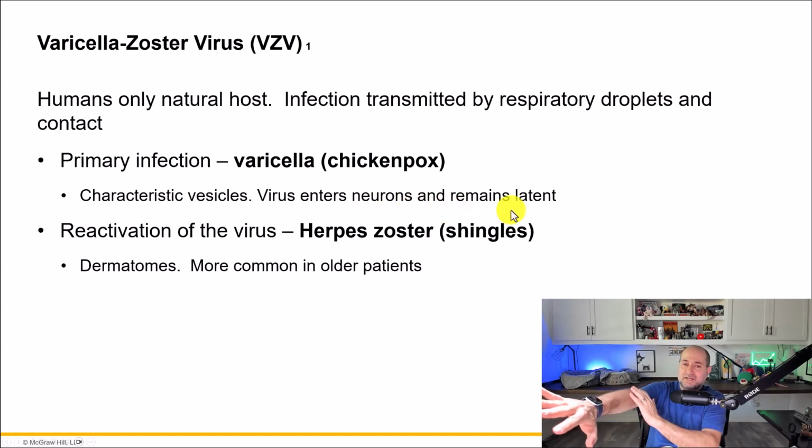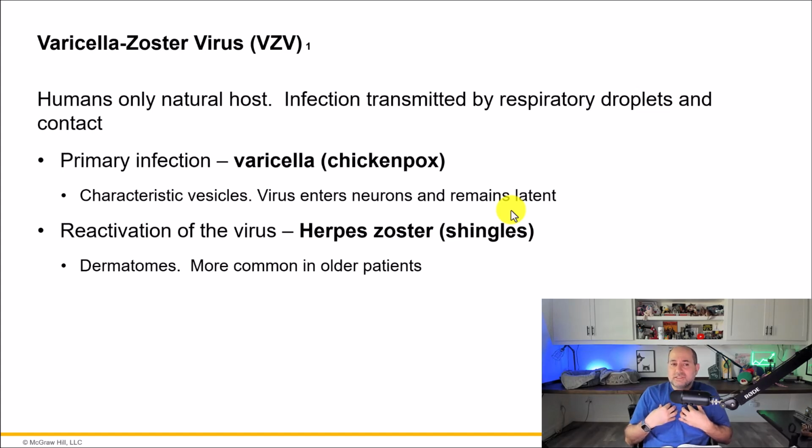So that's what happened. I caught chickenpox when I was a kid. I remember all the little spots all over my body that were very, very itchy. And then they all resolved, went away. And then the virus enters your neurons and goes into a latent state. And so I most assuredly have that virus in its latent state in my body right now.